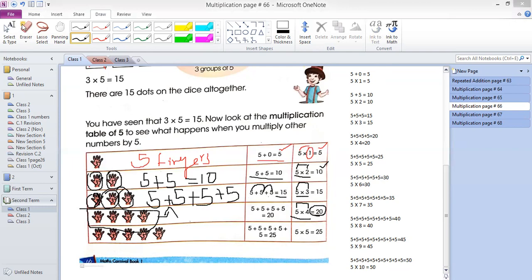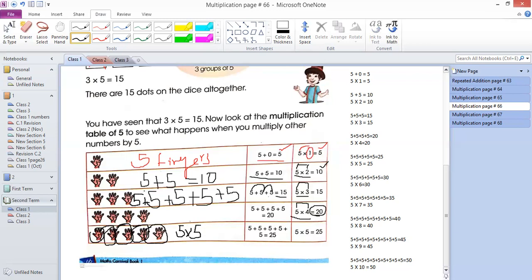Good. Now we will go down. I'll see how many groups are there. This is 1, 2, 3, 4, and 5. There are 5 hands and there are 5 groups of 5. If you want to know how many total groups of 5 are there, you can add 5 times, or you can simply multiply 5 by 5 because there are 5 hands and each hand has 5 fingers.